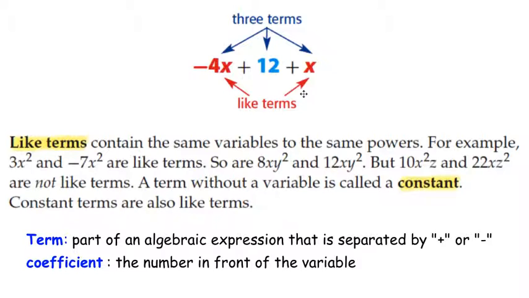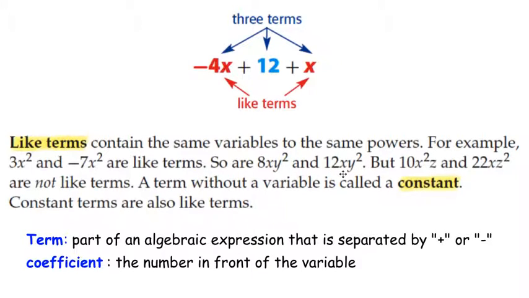exponent and variable. So for example, a little bit more on like terms, they have the same variable to the same power. So down here you have 3x squared and a minus 7x squared. Those are like terms because they both have x squared terms. Same thing here, xy squared, we have 8xy squared and 12xy squared. They have the same exponent and the same variables, so those could be combined together.